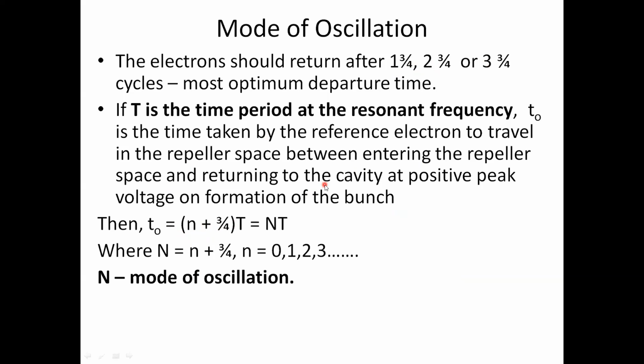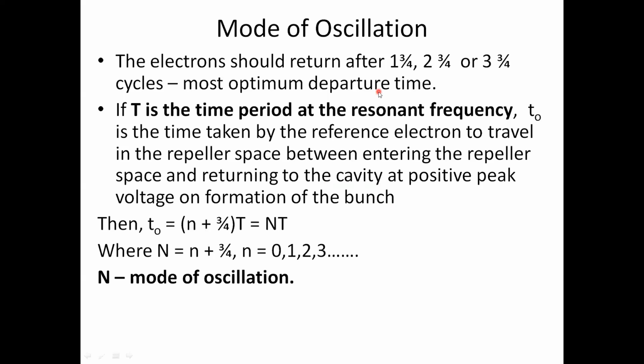So similarly, T is the time period, the resonant frequency, and T naught is the time taken by the reference electron to travel in the repeller space, between entering the repeller space relative to your cavity. So that is called here the mode of oscillation. This slide indicates the mode of oscillations, how to estimate the mode of oscillation for a reflex klystron.